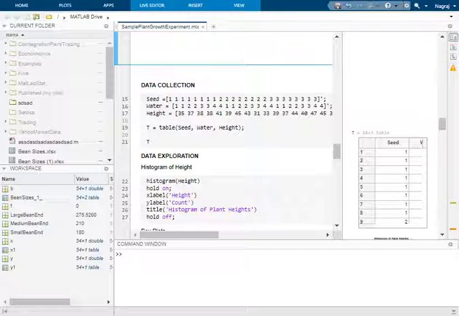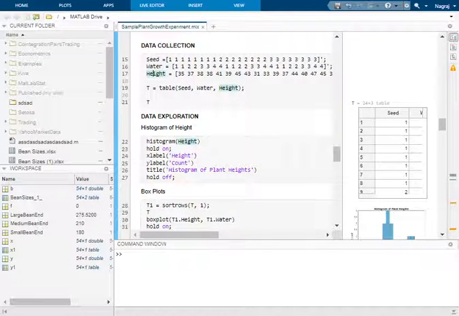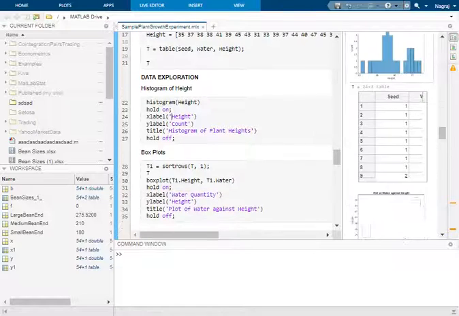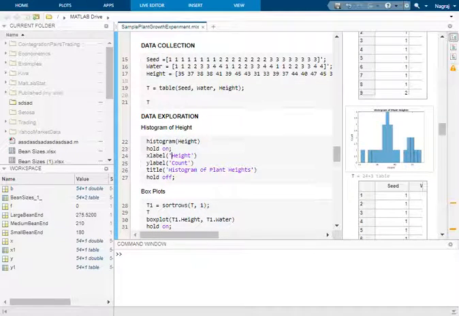So this is where we draw statistical conclusions. I'm not done with my experiment yet. So I created random numbers for each variable: seed, water, and height. The 1 in seed just means small seed, 2 in seed means medium seed, and 3 in seed means big seed. Same with water. And all I did over here was create a histogram for height.